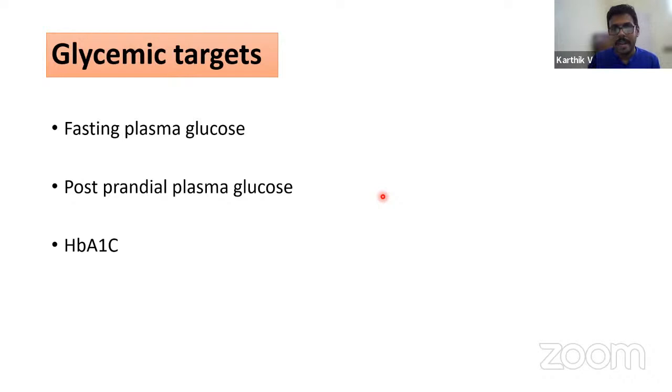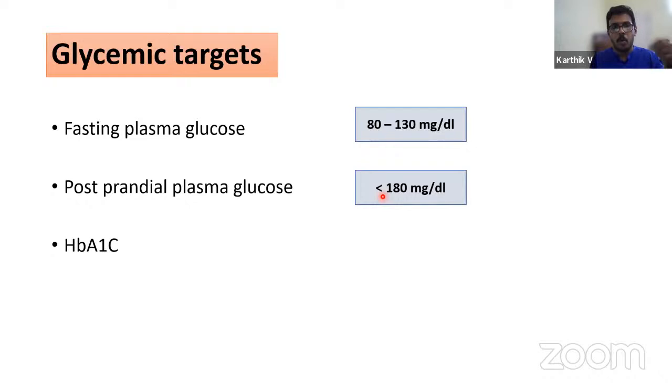And it has not changed for the last 3 to 4 years. The fasting target is 80 to 130 milligram per deciliter. The peak postprandial glucose should be less than 180 milligram per deciliter. A1C for an average type 2 diabetes patient is less than 7%, but ADA goes beyond that and gives more flexibility to this HbA1c target.